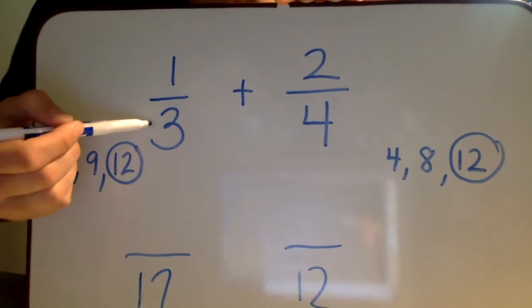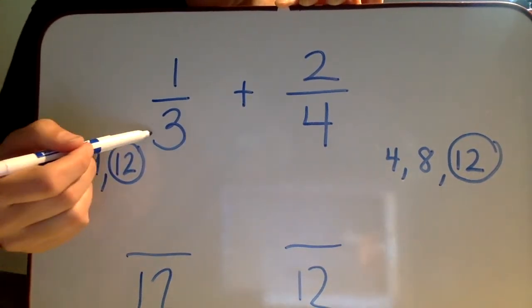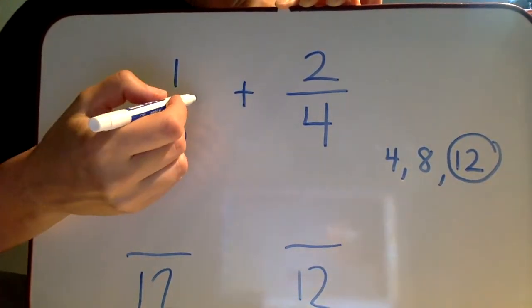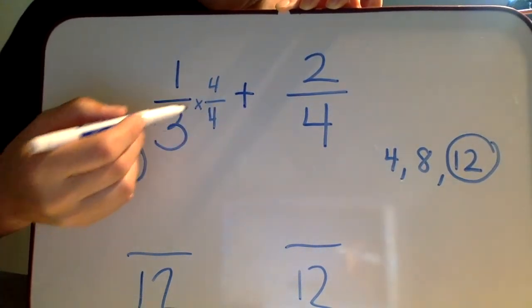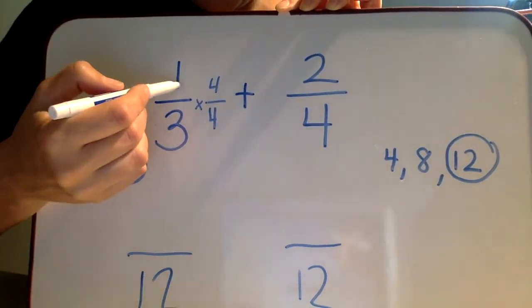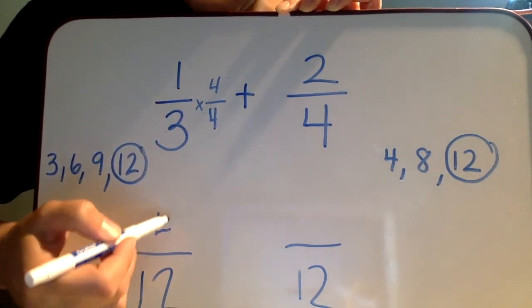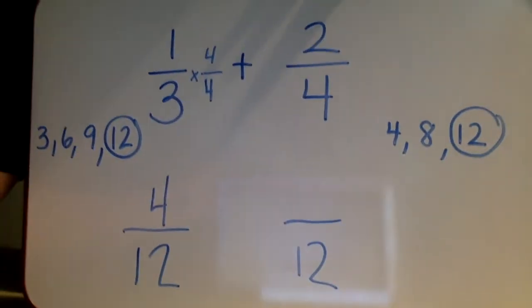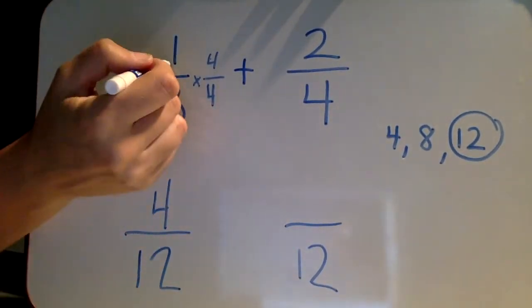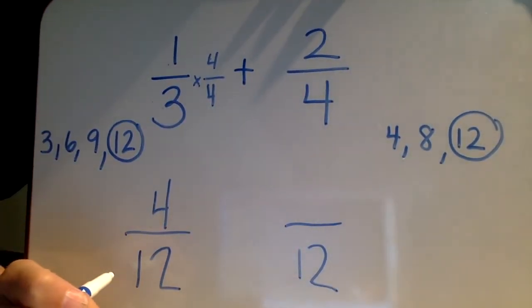How do I get from 3 to 12? Well, 3 times 4 is 12. So I'm multiplying this by 4 over 4. So if 3 times 4 is 12, 1 times 4 is also 4. So that gives me an equivalent fraction to my 1/3. That's exactly what we saw in our model, 4 1/12 pieces.